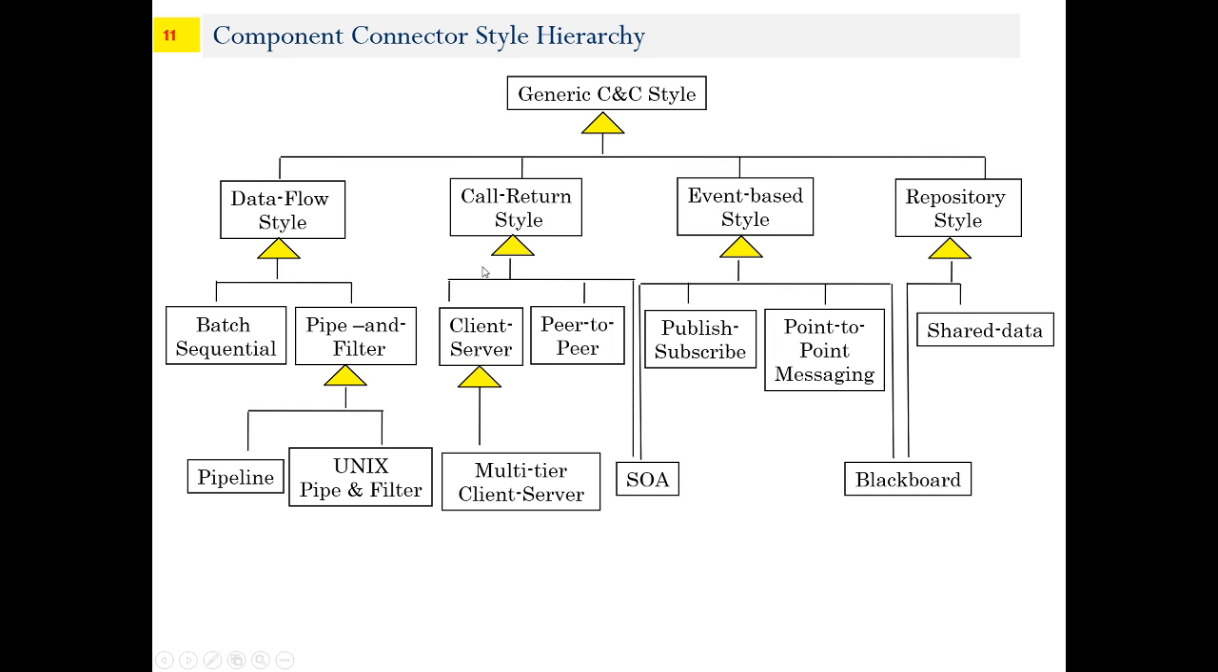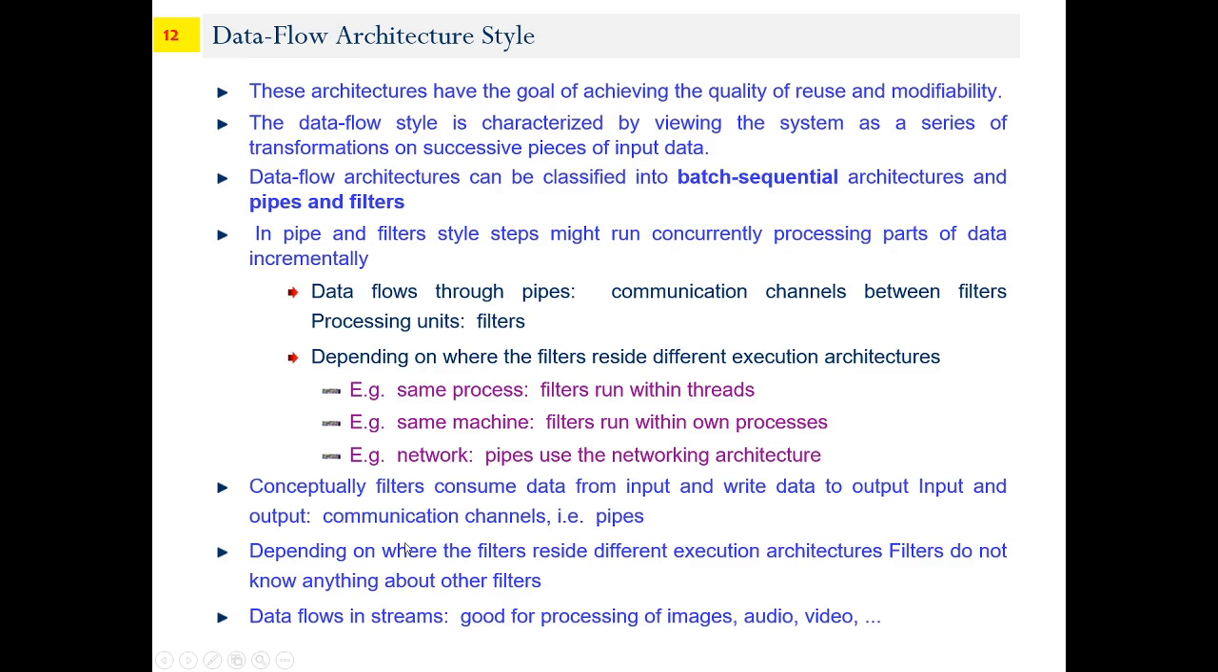Data flow: batch sequential is an ancient, historic style. Pipe and filter, an example of this is the Unix pipeline. Linux is also an indicator of pipe and filter architecture, and some other architectures also use pipe and filter. We have done a lot with this data flow architecture style, that is, batch sequential architectures, pipes and filters, with the same processes, same machines, same network.